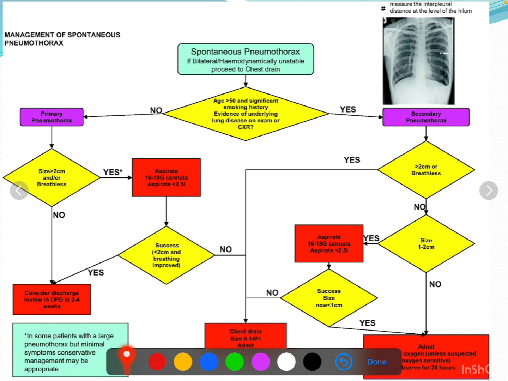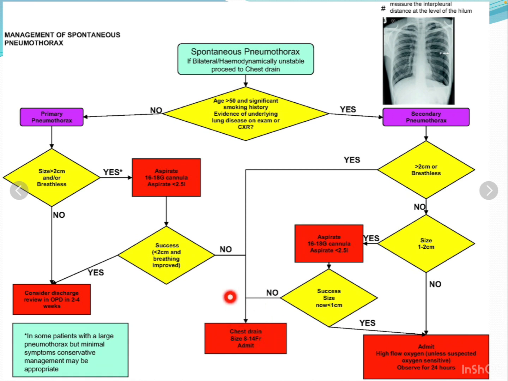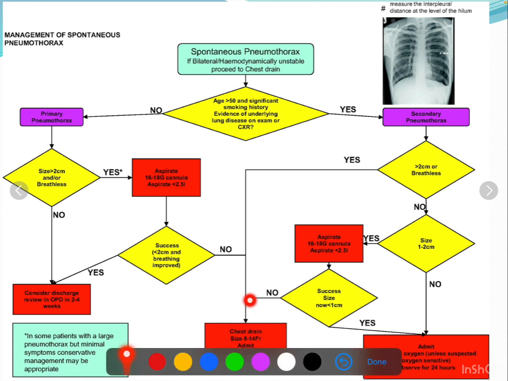If these things are present, then it is secondary pneumothorax. If it is secondary pneumothorax, then we should see the size and breathlessness. If these things are also there, then finally we will go to chest drain, and it should be 8 to 14 French, and admit the patient. So we should put ICTD if it is secondary pneumothorax, the patient has a pneumothorax more than 2 centimeter in size, and the patient is breathless.